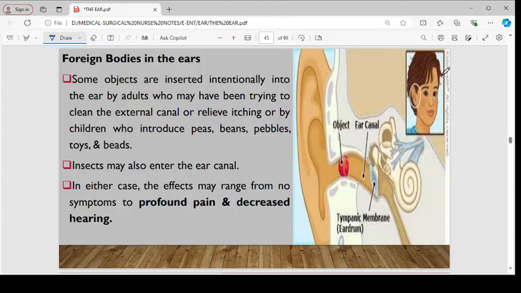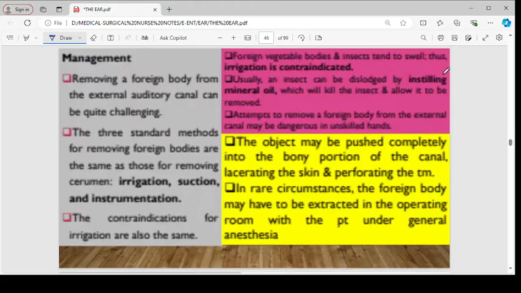The second condition affecting the external ear is foreign bodies in the ear. Some objects can be inserted intentionally into the ear by others who may have been trying to clean the external canal or relieve itching, or by children who introduce items like peas, beans, pebbles, toys, or pits. Insects can also enter the ear canal, especially in low class citizens. In either case, the effects may range from no symptoms to profound pain and decreased ability to hear.